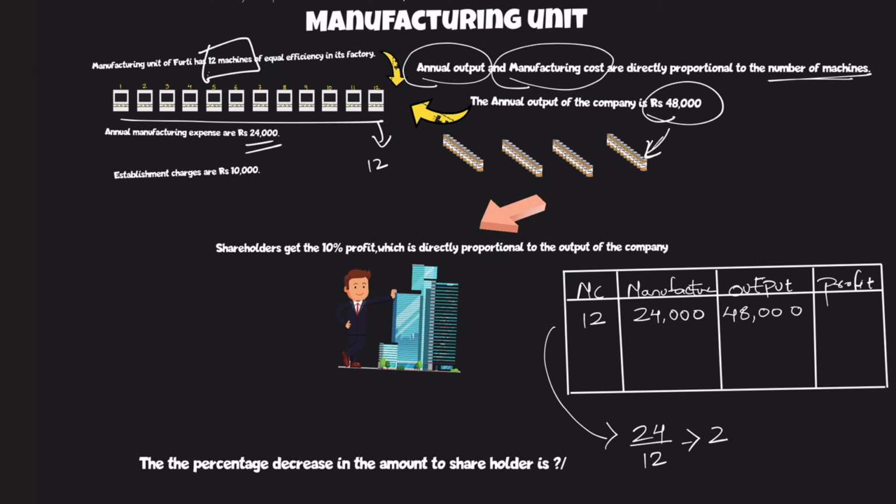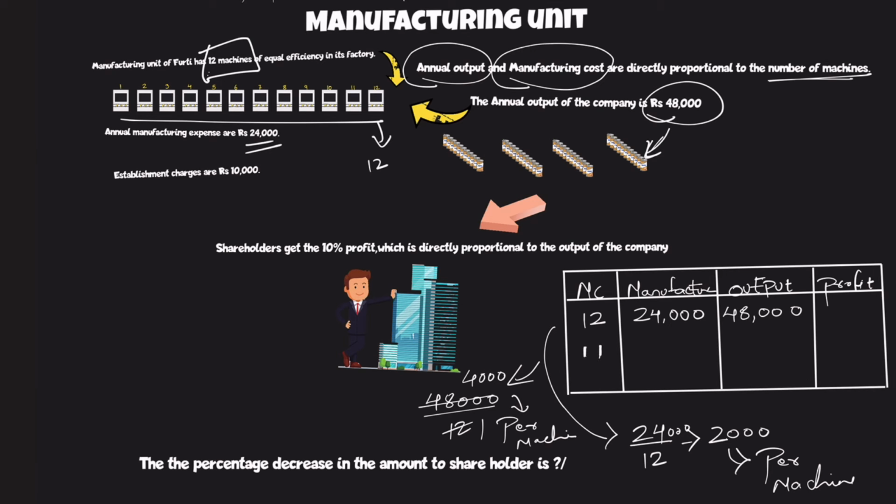So what do I know? 12 machines, the manufacturing cost is 24,000. So for one machine, the manufacturing cost will be 24,000 divided by 12, that is 2,000, right? For one machine, the additional manufacturing cost incurred is 2,000. Now the output is 48,000 for 12 machines. So for one machine, the output will be 4,000. That is also quite clear now. Because 48,000 is the output given by 12 machines, one machine is giving me an output of 4,000.